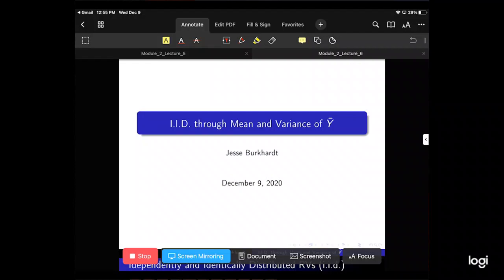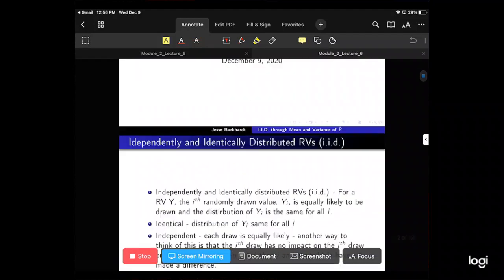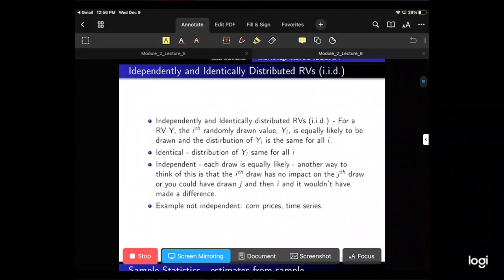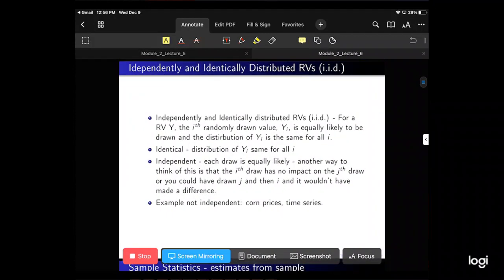Continuing on with lecture notes 2, let's do IID through mean and variance of y bar. Alright, so we have independently and identically distributed random variables. We're going to define this as IID.